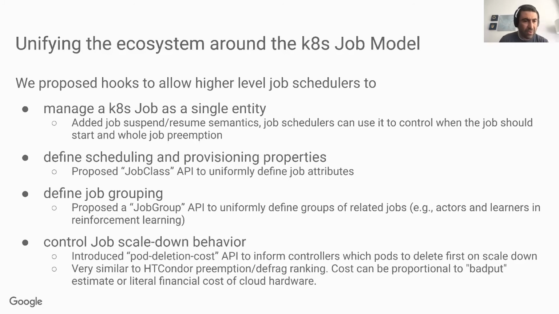We've introduced three other hooks. The first one is defining scheduling and provisioning properties through what we call a job class. We define also job grouping so that we can implement batch jobs such as Spark or MPI that require two types of pods, for example, the driver and the workers. And finally, we introduce a new hook that allows these higher level controllers to control which pods need to be deleted when scaling down the number of pods backing a job. Next slide.